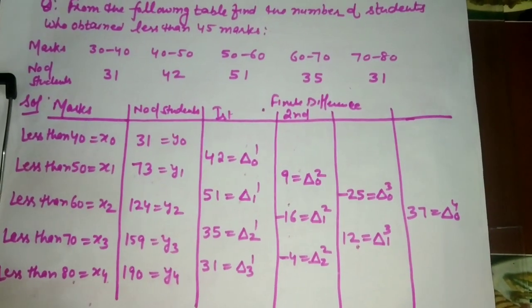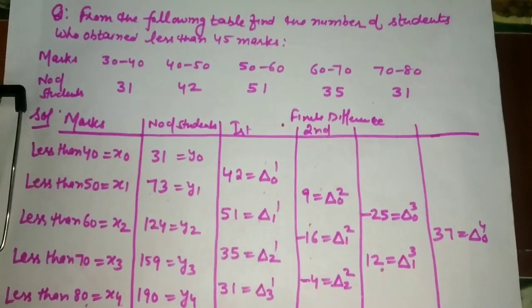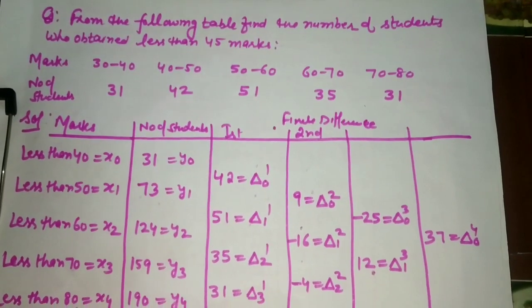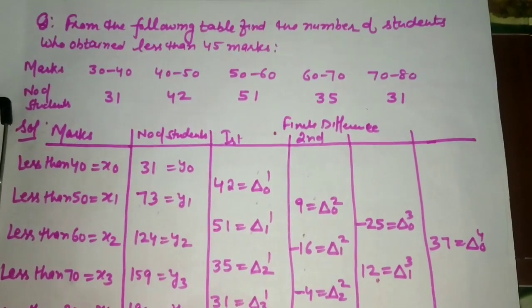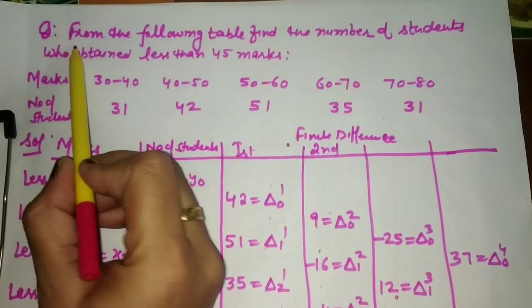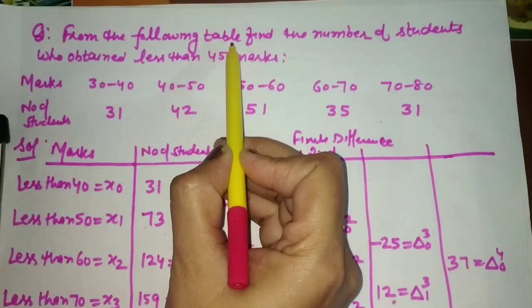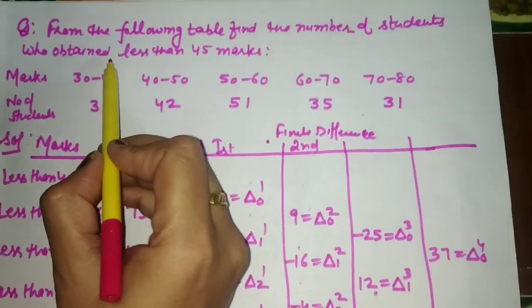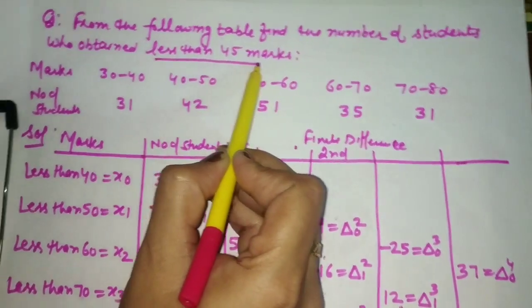Good morning, dear friends. In today's video, I will explain one illustration of Newton's formula, when the series is continuous. That means we are given a continuous series. The statement is: from the following table, find the number of students who obtained less than 45 marks.